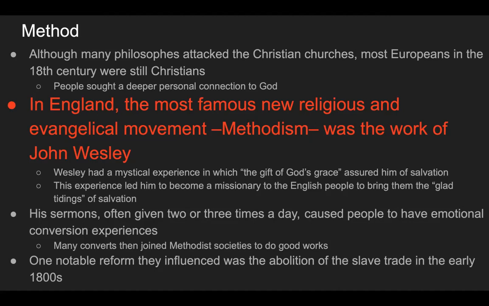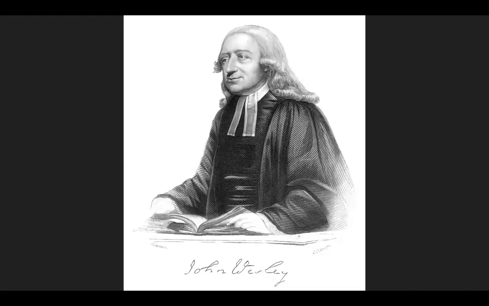Wesley had a mystical experience in which the gift of God's grace assured him of salvation. This experience led him to become a missionary to the English people, to bring them the glad tidings of salvation. His sermons, often given 2 or 3 times a day, caused people to have emotional conversion experiences. Many converts then joined the Methodist societies to do good works. One notable reform they influenced was the abolition of the slave trade in the early 1800s. That's John Wesley.